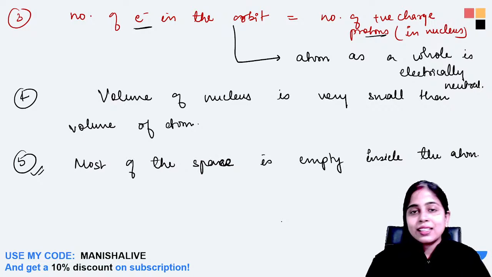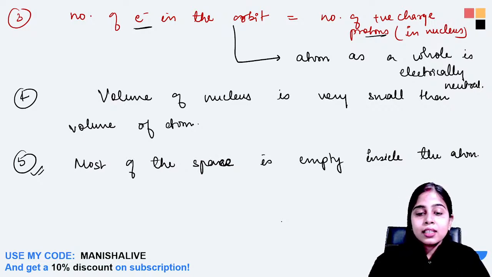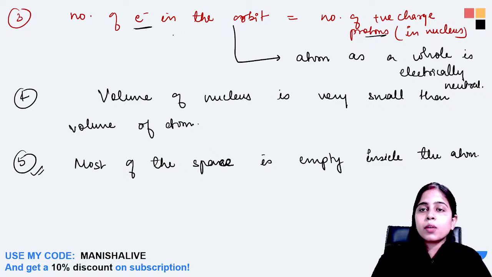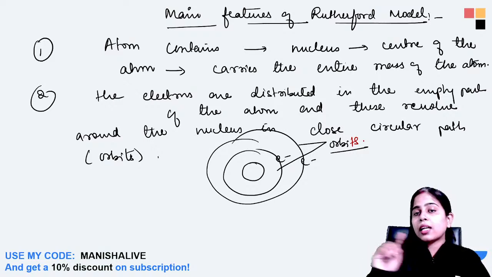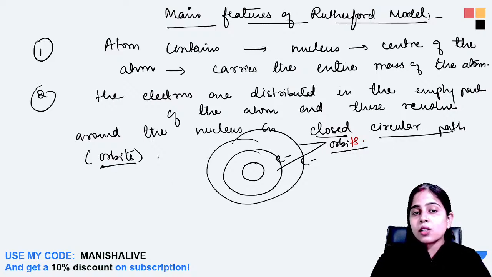Yes, okay. Now he could explain the electrical neutrality of the atom, that is, the total number of electrons in the orbit is equal to the total number of protons in the nucleus. Then what else were his findings? That the electrons were revolving around the nucleus at large distances from each other, in closed circular paths known as orbits.